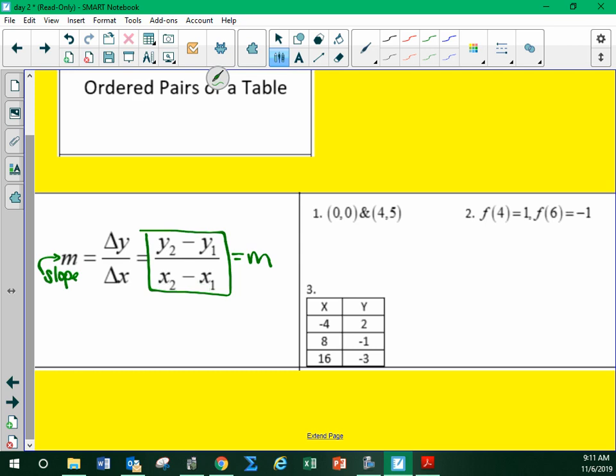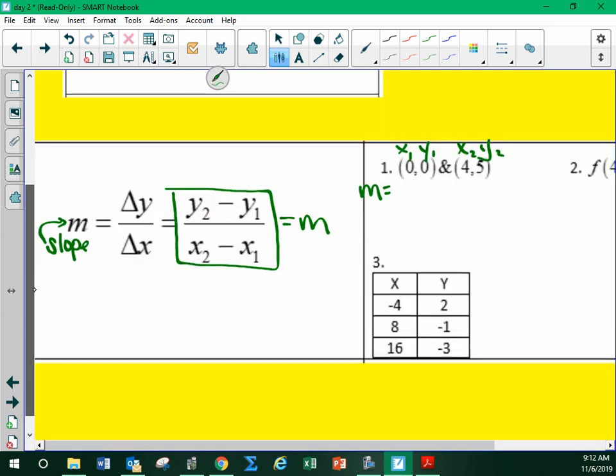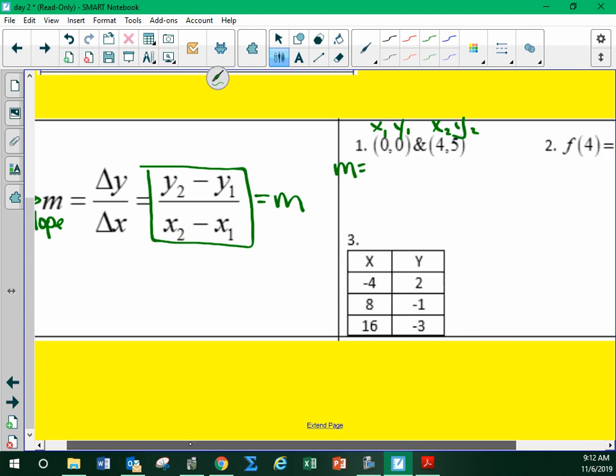Okay, so this is my x and y, x and y. I'm just going to say this is my first x, first y. This is my second x, second y, just because that's what I see. It actually doesn't matter which one you choose, just as long as you're consistent. Okay. So to write out my equation, I always want to say m equals, so I know that what I'm doing is my slope here. And I'm just going to do this equation.